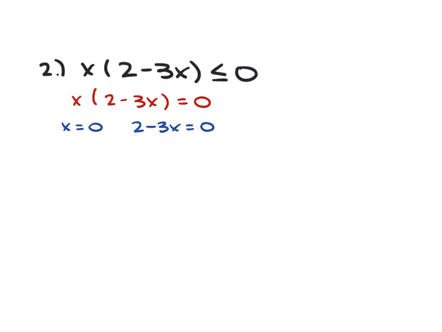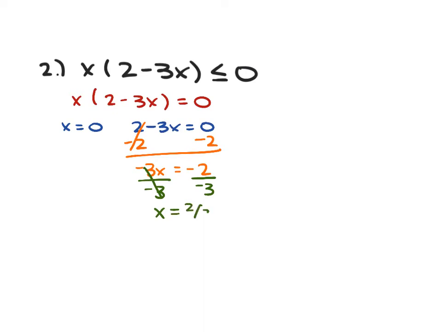For the 2 minus 3x is equal to 0, I'm going to subtract the 2 from each side. I get negative 3x is equal to negative 2. And then I divide each side by the negative 3 to get x is equal to 2/3.